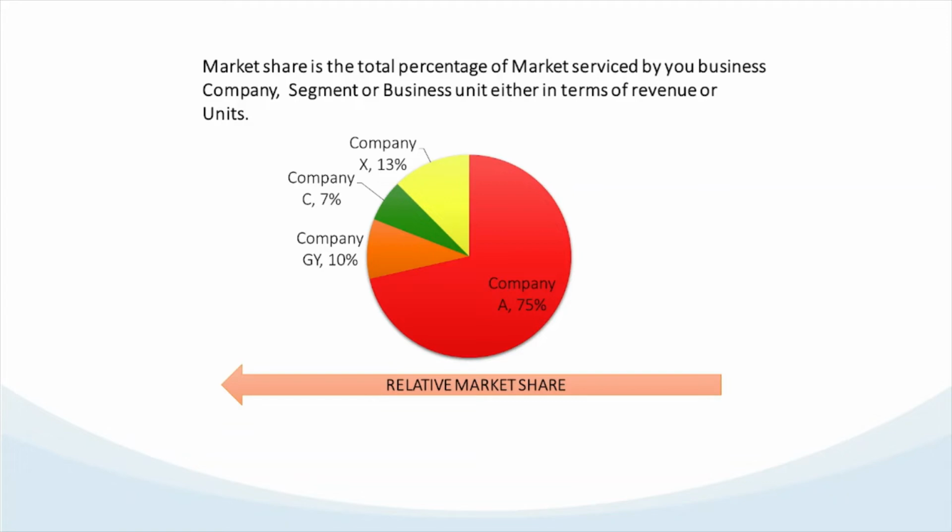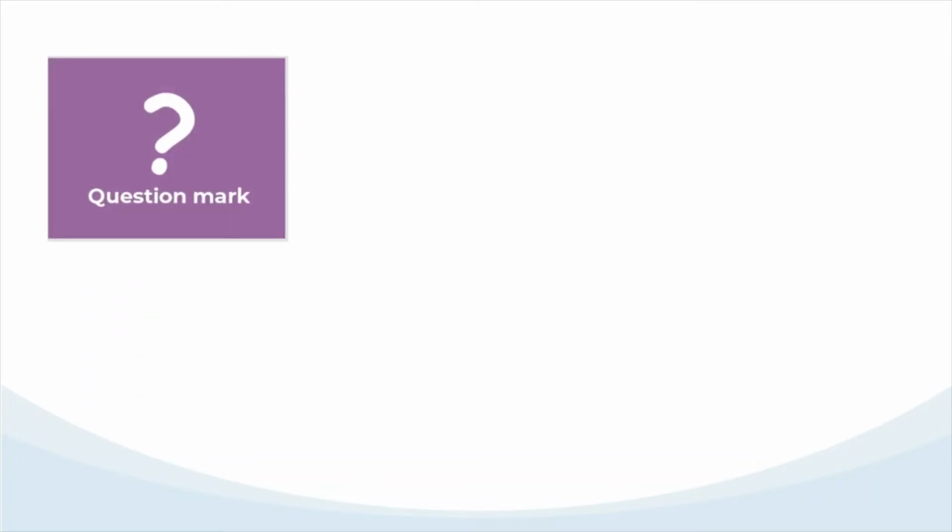So let's read this one. Market share is the total percentage of the market serviced by your business, company, segment, or business unit, either in terms of revenue or in units. So when you look at this graphical presentation of the BCG matrix, these two things you need to understand: what is the market growth and what is your relative market share. So we'll go to the first quadrant, which is question mark.